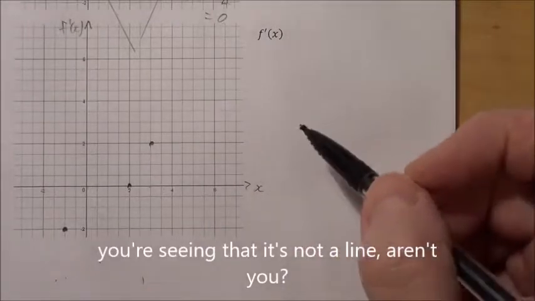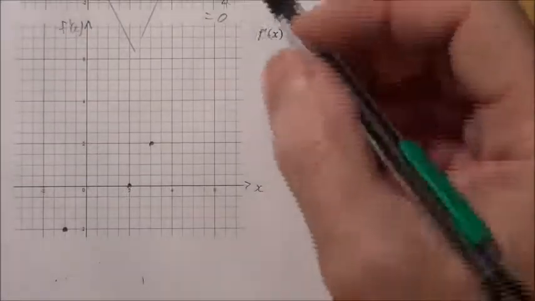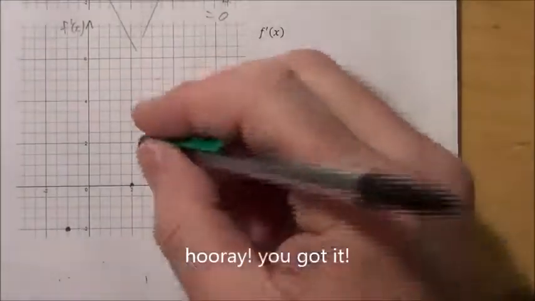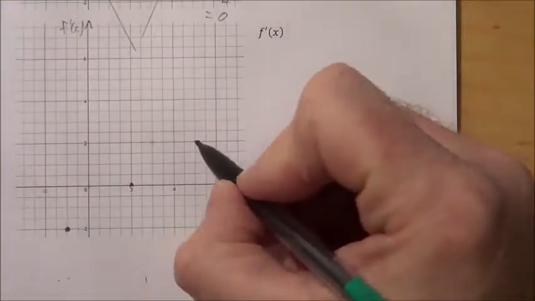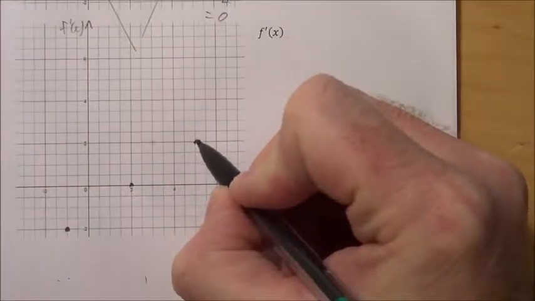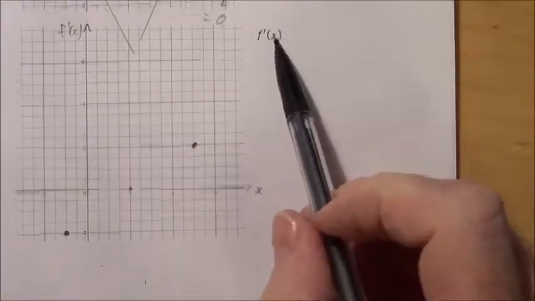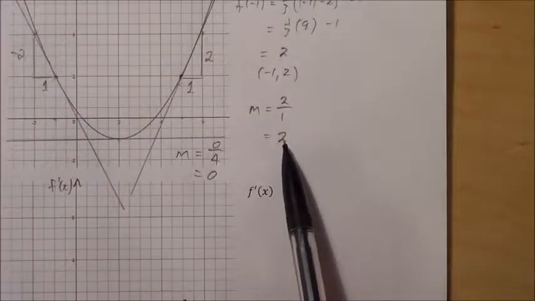And, nope, wait, is that correct? No, it's not correct, sorry. Please forgive me. That wasn't x equals 3, it was x equals 5. There we go, x equals 5, and the derivative, or the gradient, of 2.